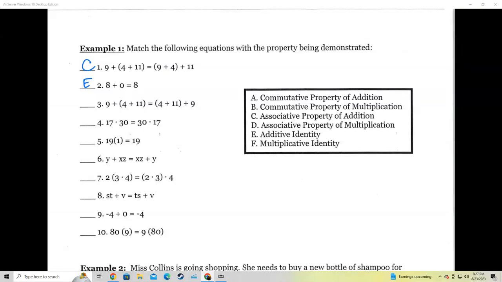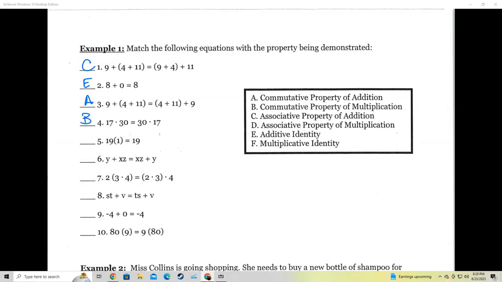Very, very tricky. I understand if you would think it's associative property because you see the parentheses move, but first, you got to check if the numbers move. So we're going to say that this is a commutative property of addition. Next one, 17 times 30, 30 times 17. The numbers definitely switched, automatically commutative property. And because we're multiplying, that's going to be commutative property of multiplication.